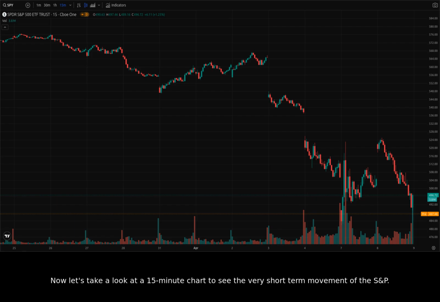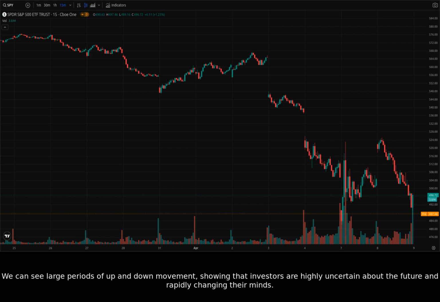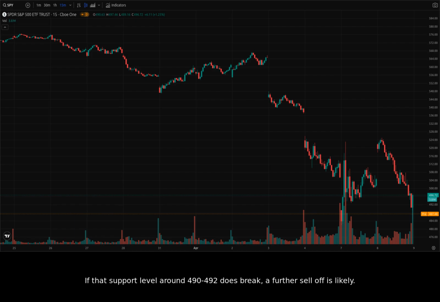Now let's take a look at a 15-minute chart to see the very short-term movement of the S&P. With this level of detail, it is incredibly hard to be precise, but looking at the current candle in the chart, if it holds, then we may see an upwards movement over the coming hours. However, the market is still mostly bearish. We can see large periods of up and down movement, showing that investors are highly uncertain about the future and rapidly changing their minds. If that support level around 490 to 492 does break, a further sell-off is likely.